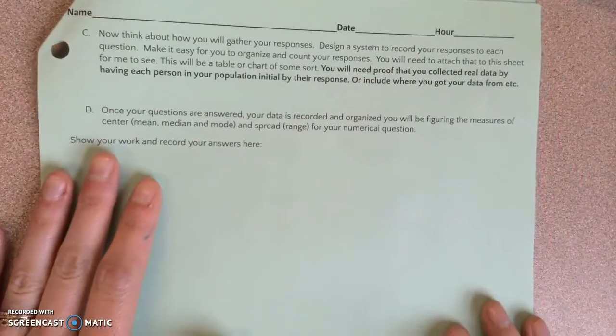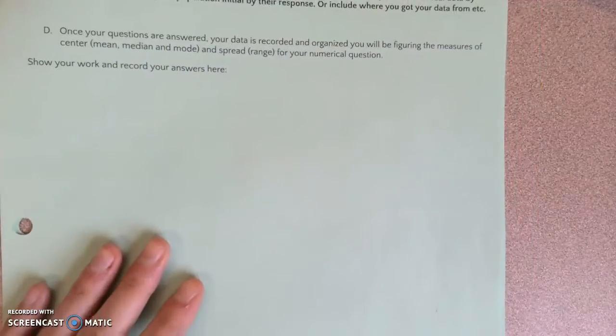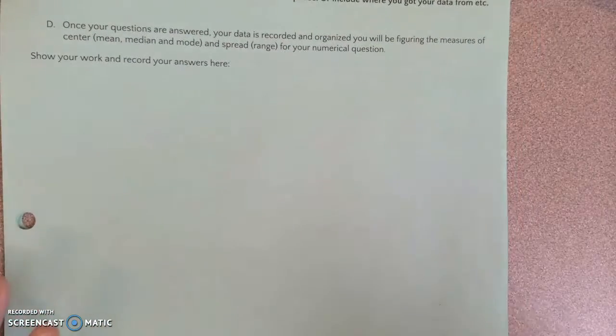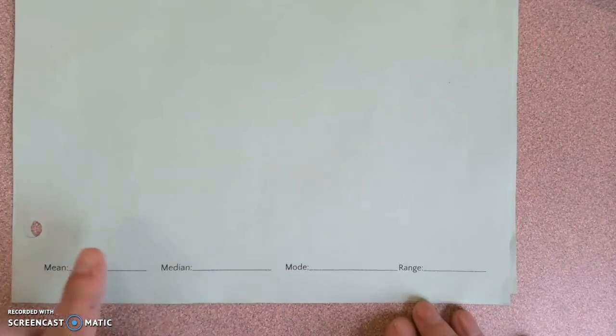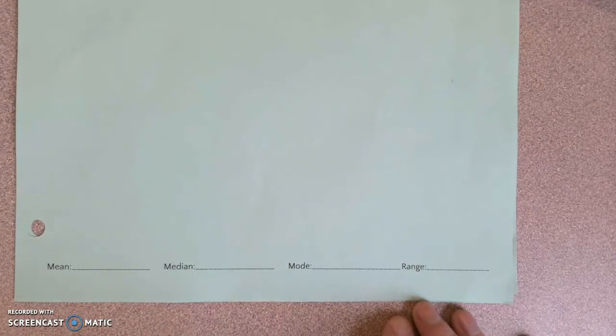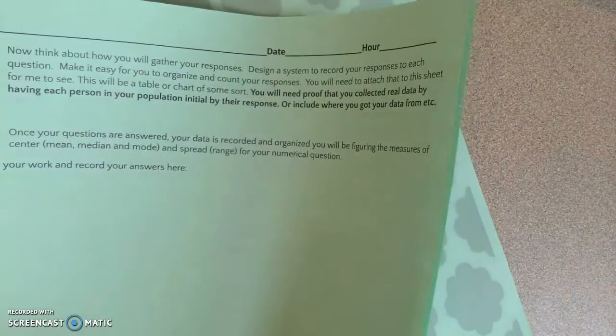Part C. This part is where you're going to gather your responses or collect your data. So this is just saying, hey, go out and get your answers, go ask your question, or take your measurements or whatever you need to do, and just record those answers somewhere, and you'll just attach that to this packet. Once you have done all of that, you're going to take all your data and you're going to find the mean, median, mode, and range, and you can just record those answers down here and show your work here as well.